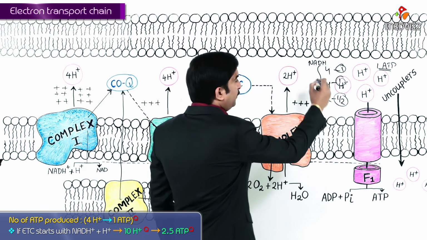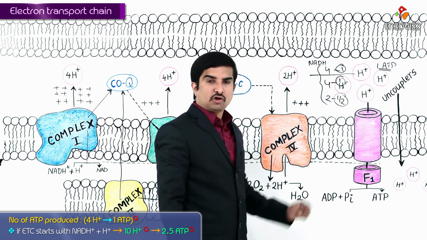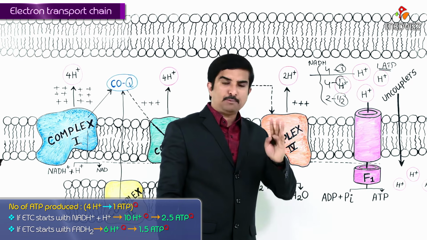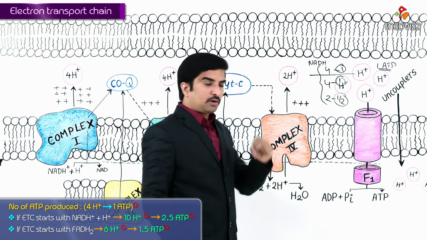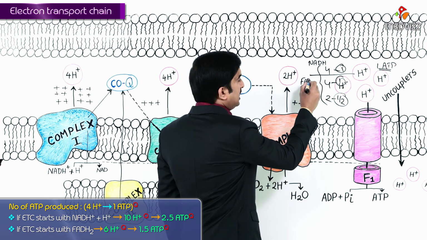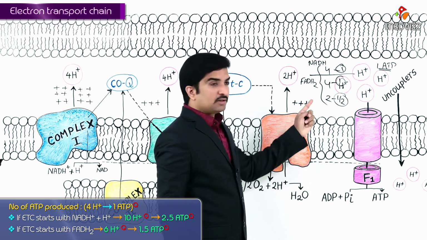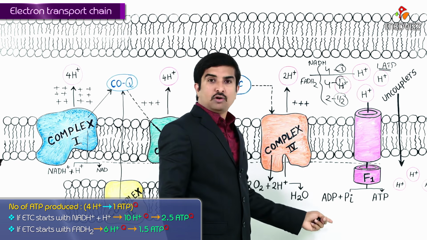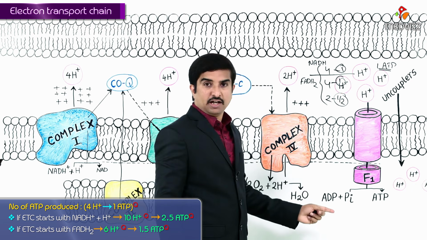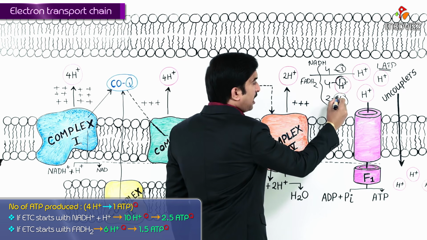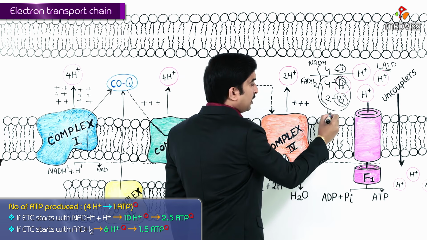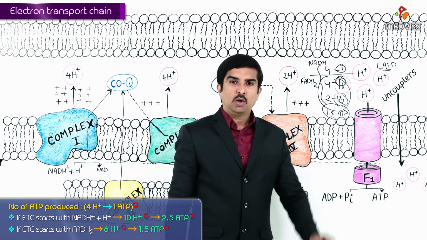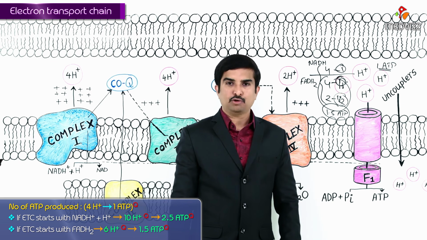In the same way, if you subtract complex 1, because complex 1 belongs to NADH dehydrogenase, complex 2 is not pumping any protons into the intermembrane space. So if the electron transport chain is from FADH2, then how many protons are there in the intermembrane space? 6. For every 4 protons flowing down the concentration gradient, again 1 ATP molecule and a half ATP molecule, so 4 plus 2 gives 1.5 ATP. That is the reason 1.5 ATP molecules are produced by means of 1 FADH2 entering into the electron transport chain.